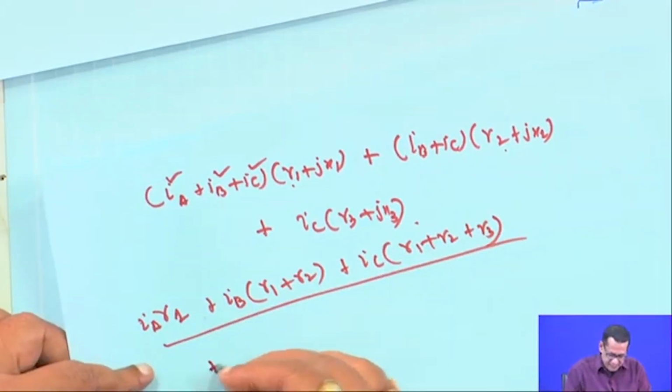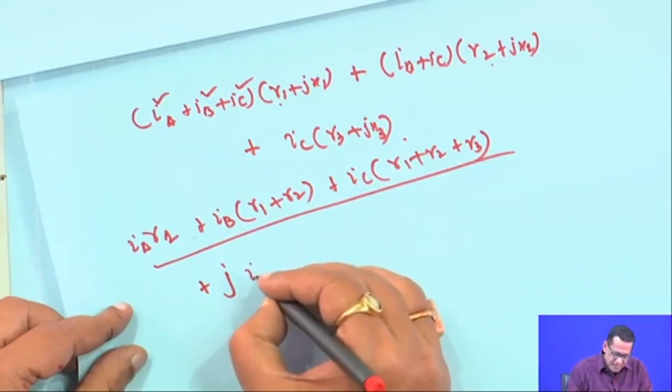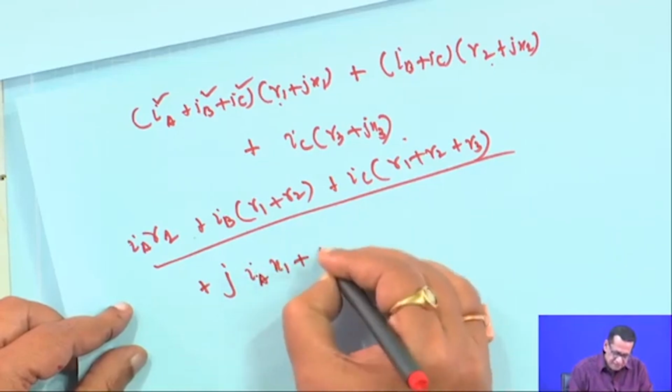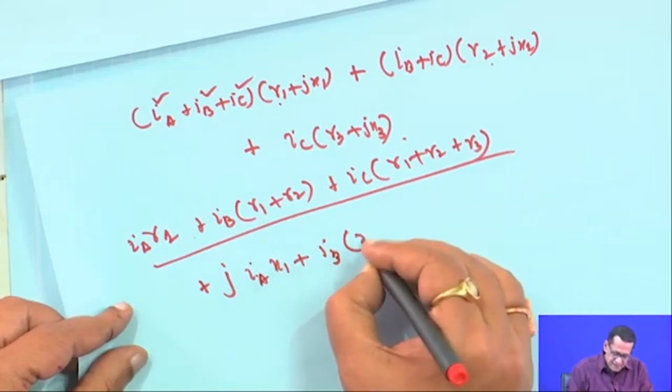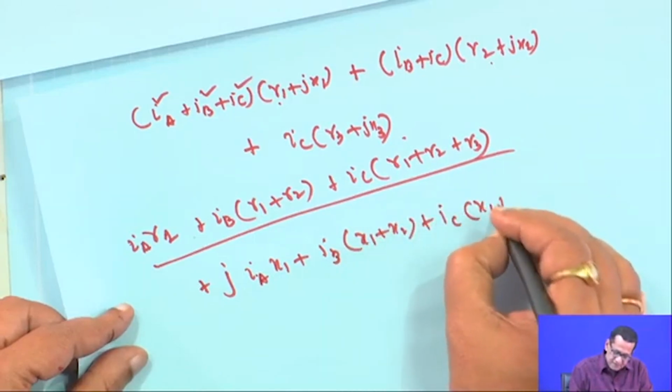But similarly, the reactive part will have j, and it will be I A x 1 plus I B (x 1 plus x 2) plus I C (x 1 plus x 2 plus x 3).